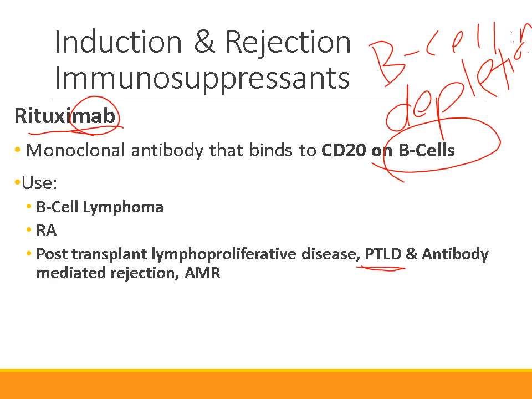It can be used to treat antibody-mediated rejection. Note, it is only used in antibody-mediated rejection. It is not used to treat acute cellular rejection because it does not affect T cells. So if the patient's experiencing acute cellular rejection, you're going to have to treat it with a different immunosuppressant. Rituximab would not do any good in that case.